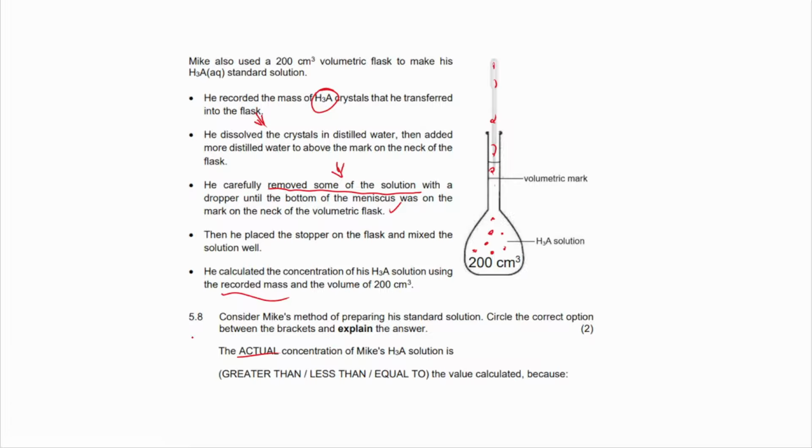Well, concentration is number of moles over volume. Because he's removed mass, he's removed moles. Sorry, decreased the number of moles. If concentration is directly proportional to number of moles, so if you decrease the number of moles, you're going to decrease the concentration. So his concentration here in 5.8 is going to be less than, and the reason is he's removed some of those crystals, right? Here the memo says he's removed some of the dissolved solute.